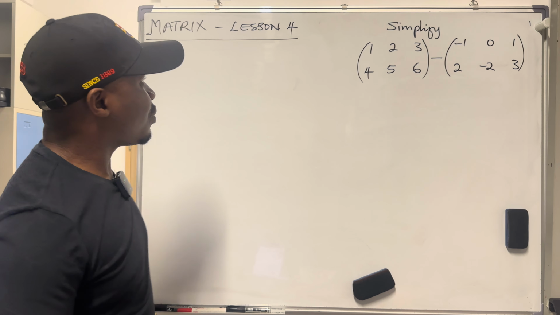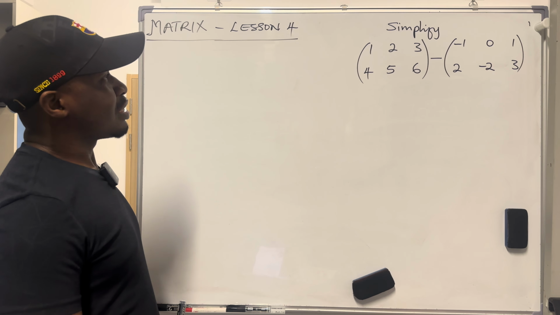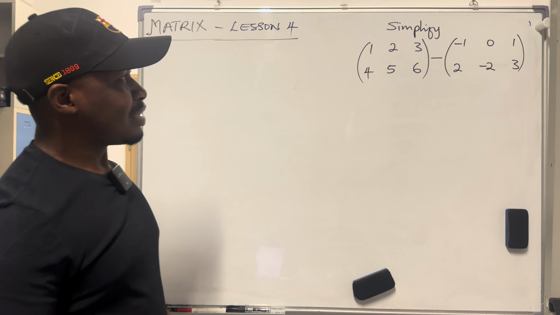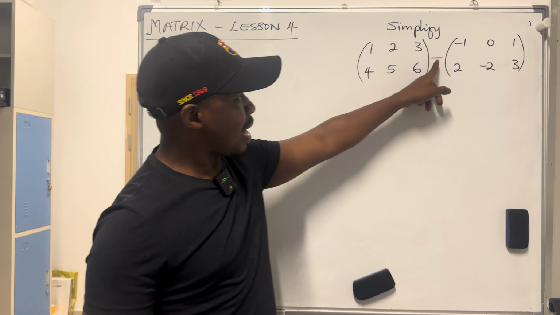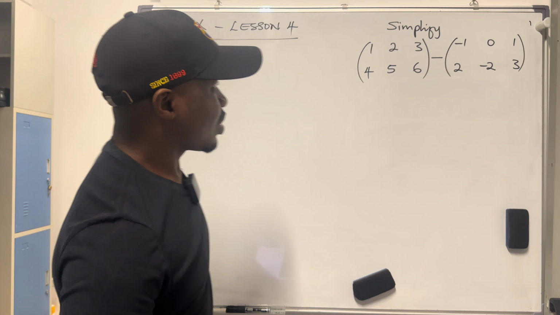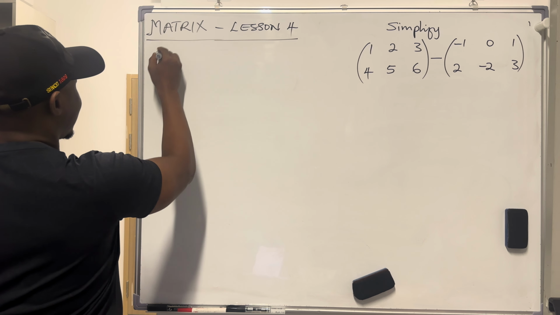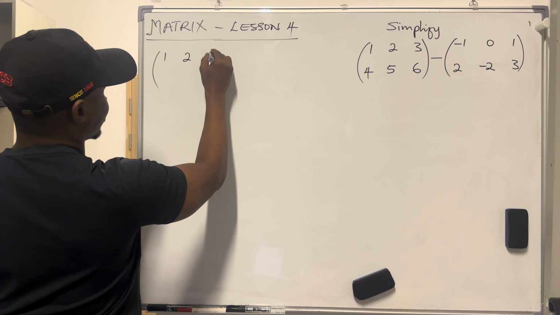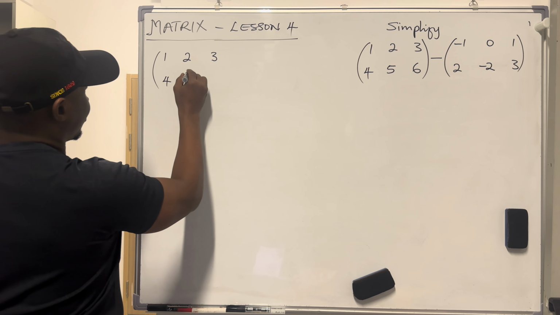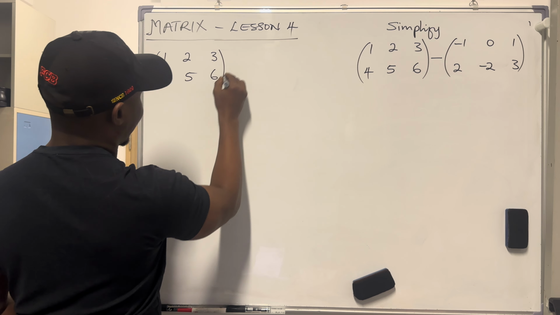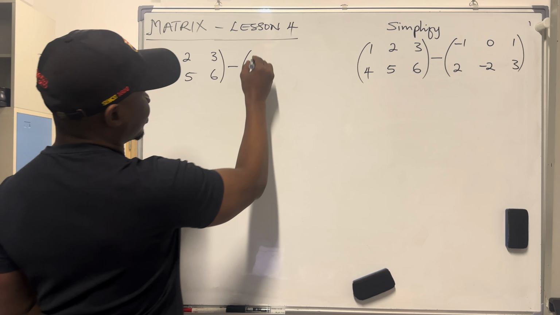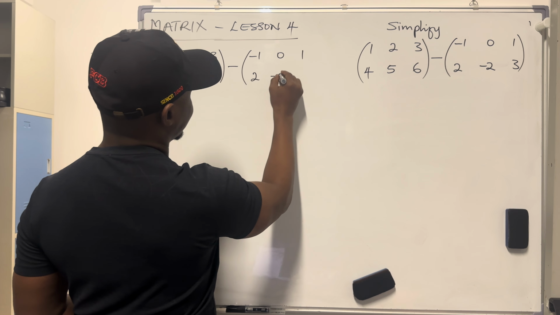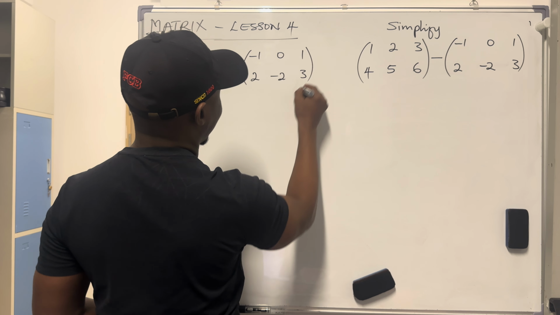Today we have the fourth lesson for matrix. This is what we have. We want to simplify this matrix minus another matrix. All right. So we are given the first matrix as 1, 2, 3, 4, 5, 6, minus the matrix -1, 0, 1, 2, -2, 3.